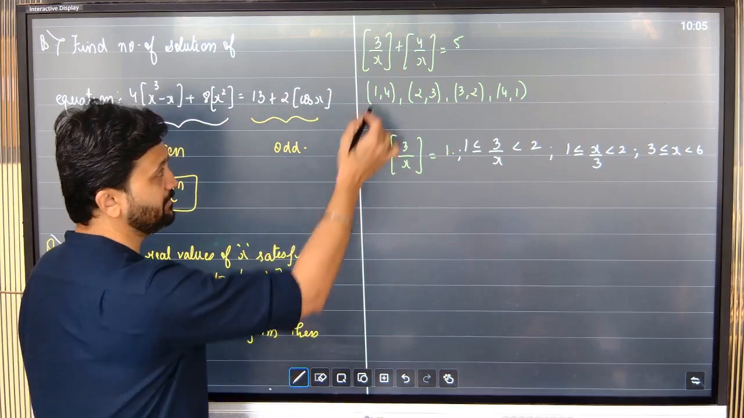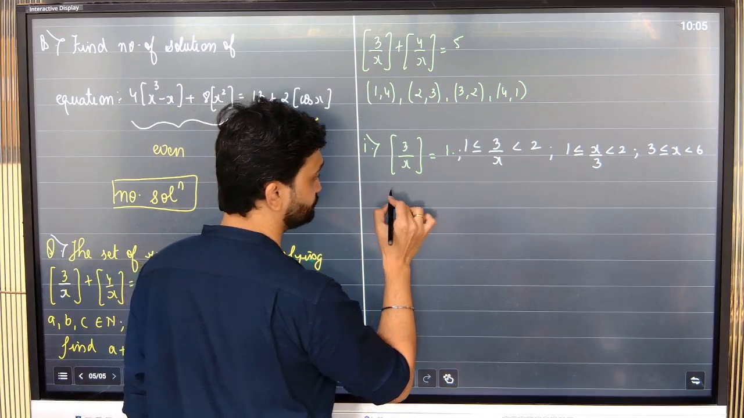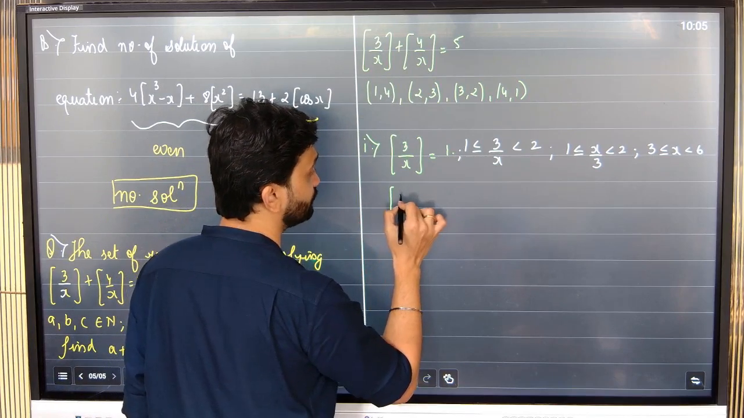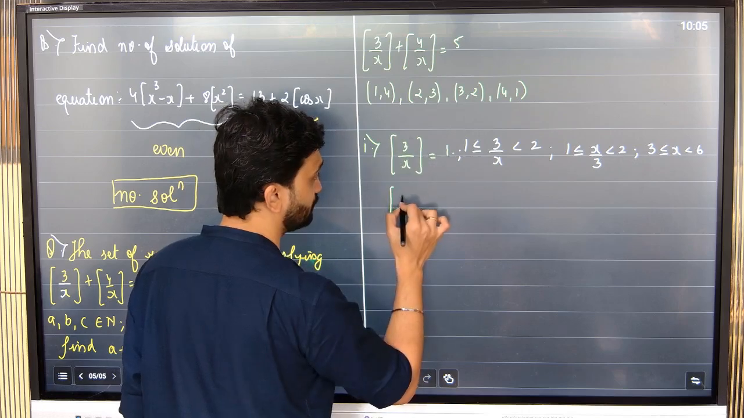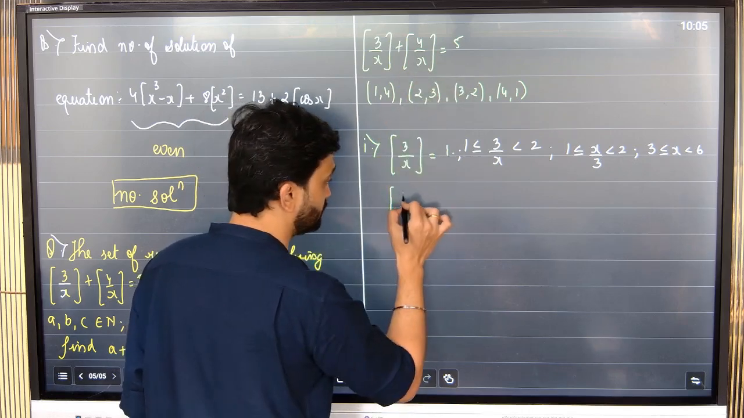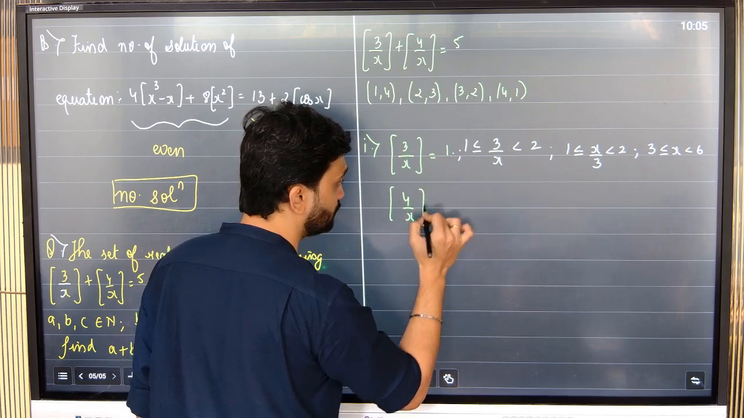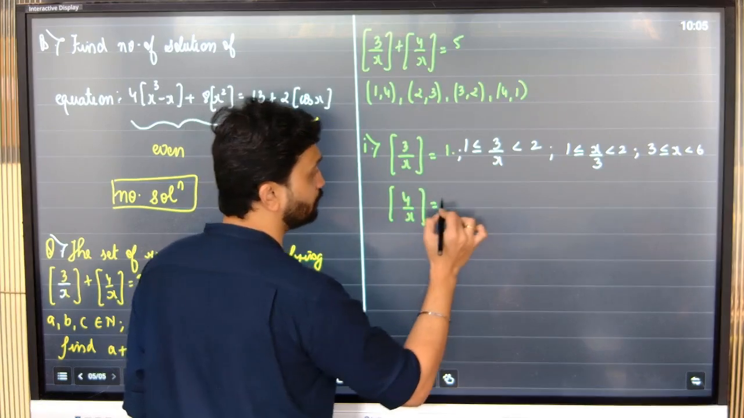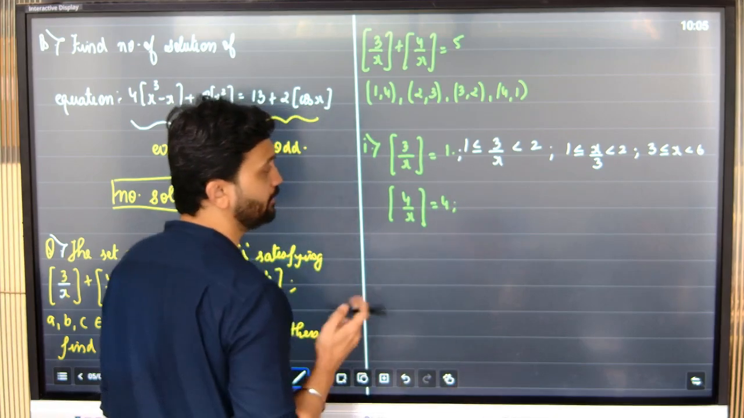Can you tell me the second part? What is the second part? 4/x should be equal to what? Should be equal to 4. So how can I write this?